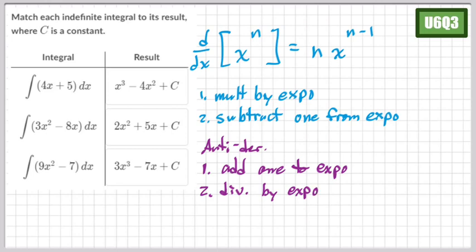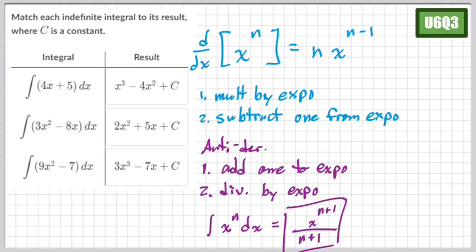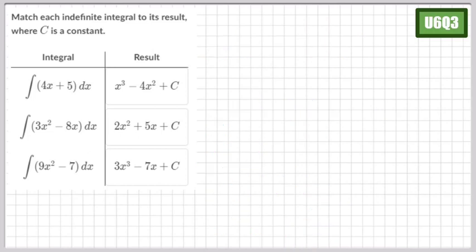If you were doing the antiderivative, we have the integral of x to the n. What do we do first? Add 1 to the exponent, and then we divide by the new exponent. So that's the new formula. This is the reverse power rule. It's the power rule in the opposite direction. And then I'll explain why that c is there.